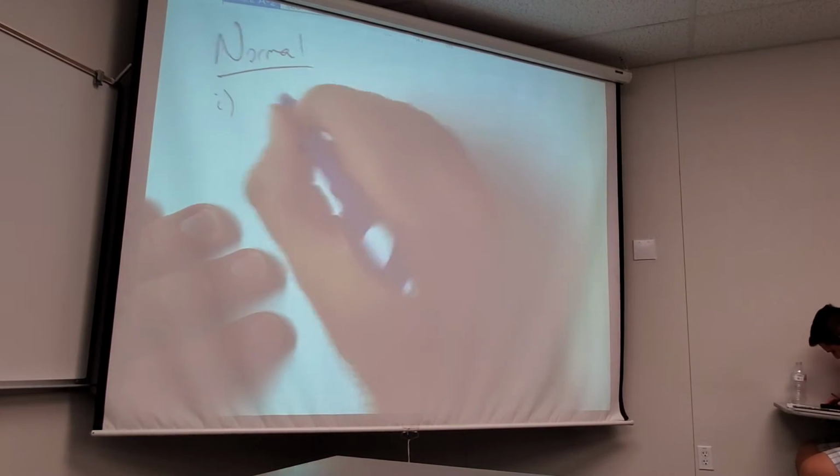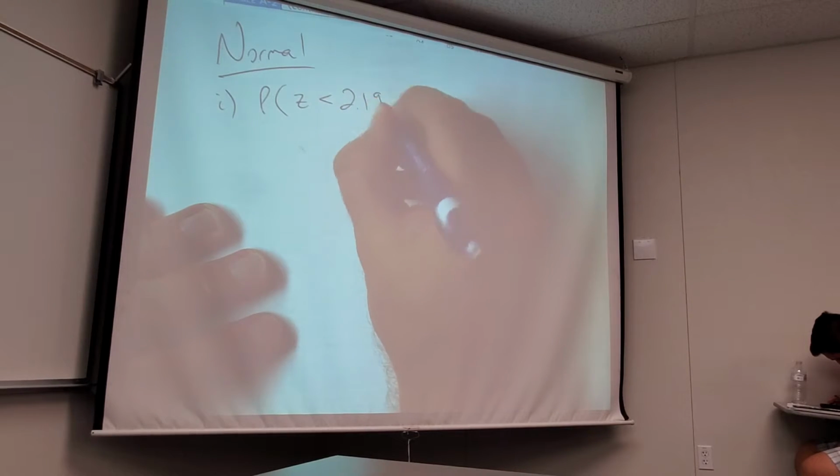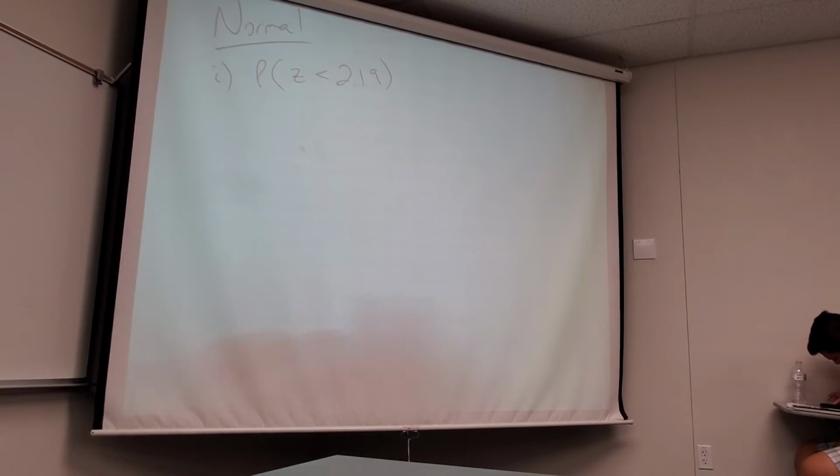So what if I ask you, what's the probability that z is less than 2.19? Can you draw that situation for me? Try to draw it.